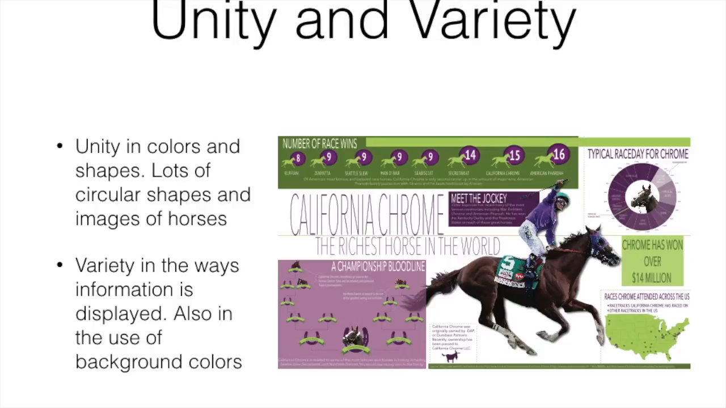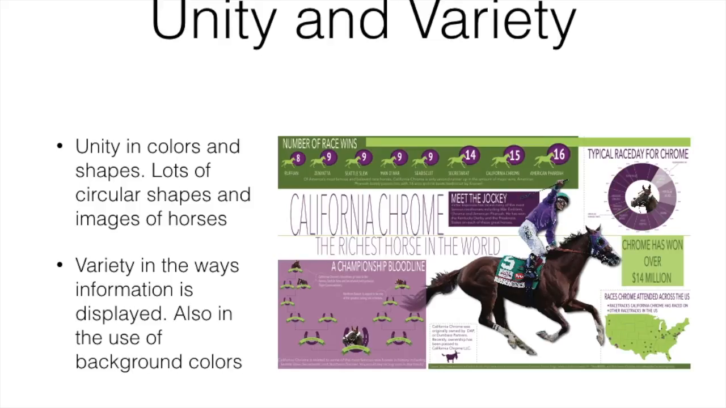So with the colors and shapes here, I felt like I brought in a lot of unity, just by having those similar colors. And then the types of shapes I use are all very circular. The horseshoes are circles, the spots on the map are circles, as well as the numbers at the very top. So there are a lot of circular aspects here.